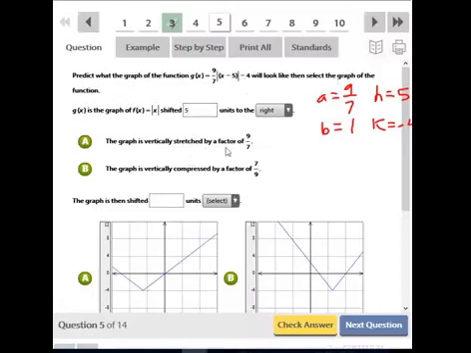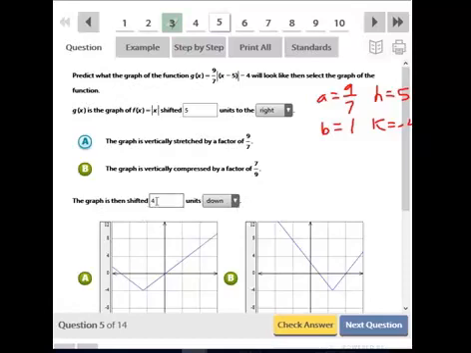Now with A, if it's greater than 1, that's going to be a stretch, as opposed to with horizontal, where it would have been backwards and compressed. So it's going to be a vertical stretch. The 9/7 is greater than 1. And then we're going to shift 4 units down because K is negative. Be careful not to put in a negative 4. Distance has to be positive.